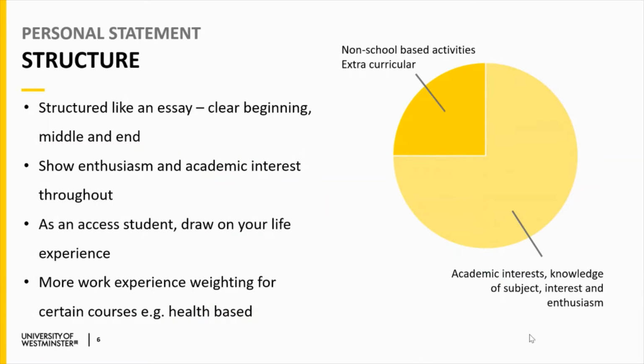Now, this percentage differs between institutions, but for higher tier universities, you want to make sure you're aiming for at least 75% to be on your academic interest, knowledge of the subject, interest and enthusiasm. Now, you might think that sounds like a lot, considering you've likely only just started your Access course, but I'll talk about what you can include later on.